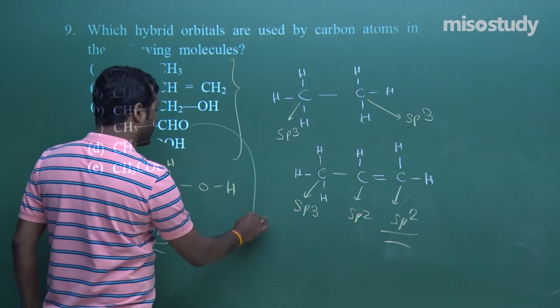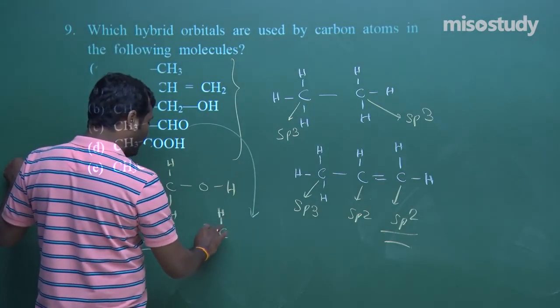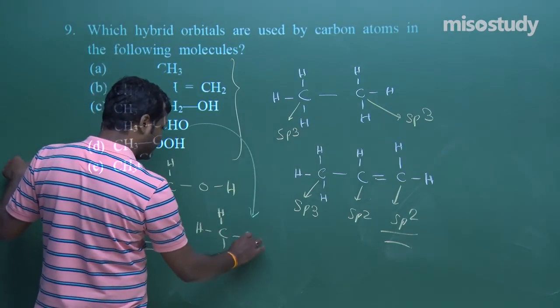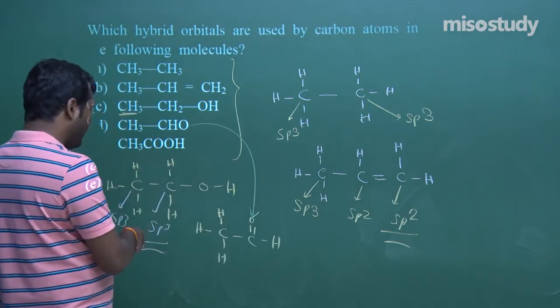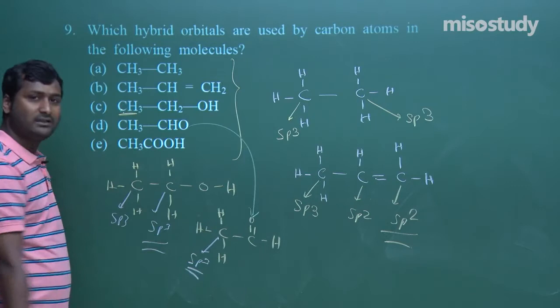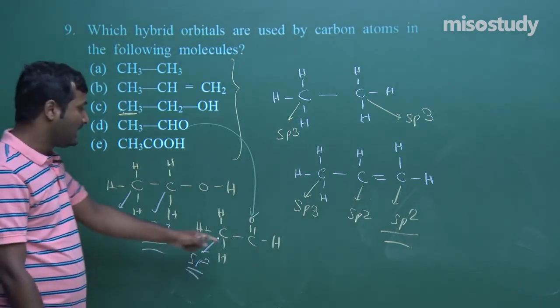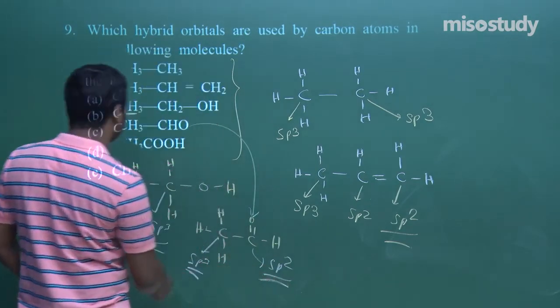Similarly, if I talk about CH3CHO, now what will happen? It can be written like this, C double bond O and H. Now count the sigma bonds 1, 2, 3 and 4, my friend. So hybridization in this case is also sp3. In this case 1, 2, 3, the hybridization is sp2.